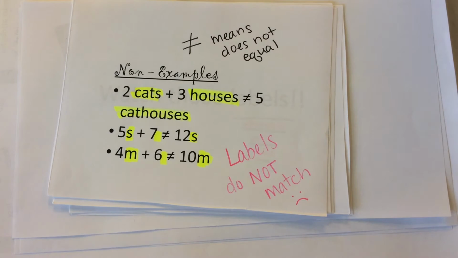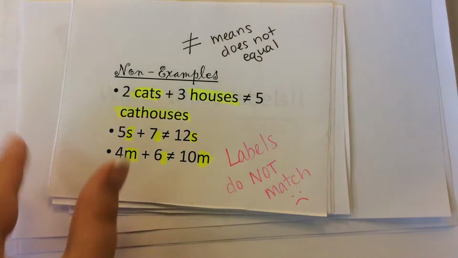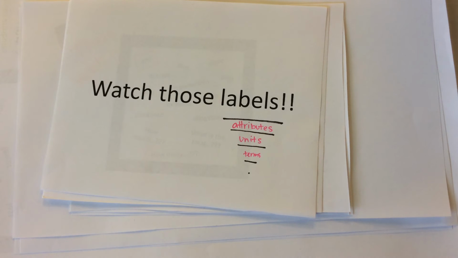Just like you cannot add cats and houses, you cannot add s's with a normal integer. 5s plus a normal 7 does not equal 12s. 4m plus a normal 6 does not equal 10m. If the labels do not match, you cannot add them. So make sure that you watch those labels, attributes, units, terms.